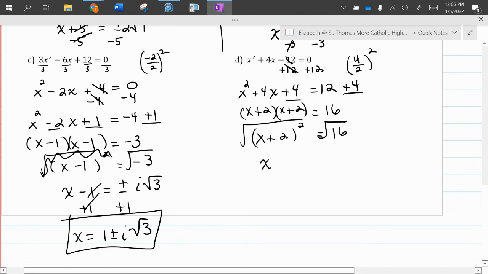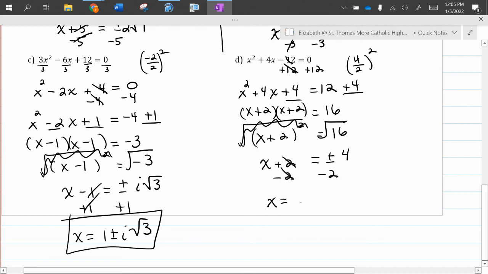Square root of anything squared is itself. So we just get x plus 2. You've got to put your plus or minus. And the square root of 16, I know, is 4. And we're almost finished. The only thing we have left to do is get x by itself. So I have to subtract 2 from both sides.